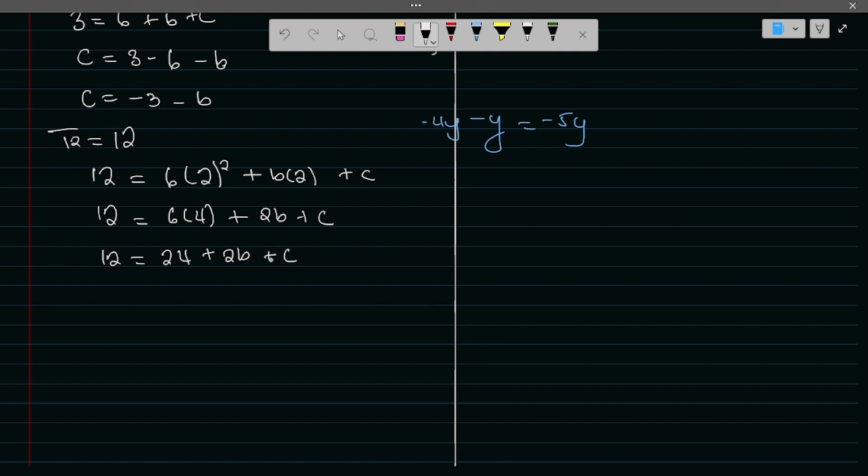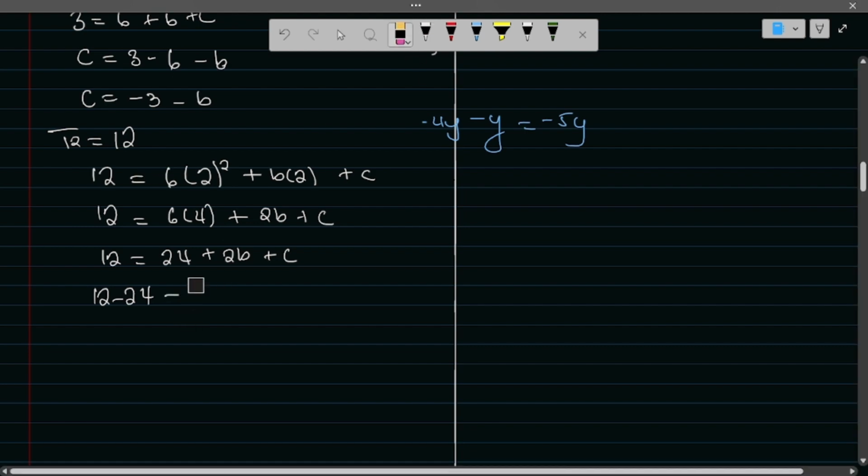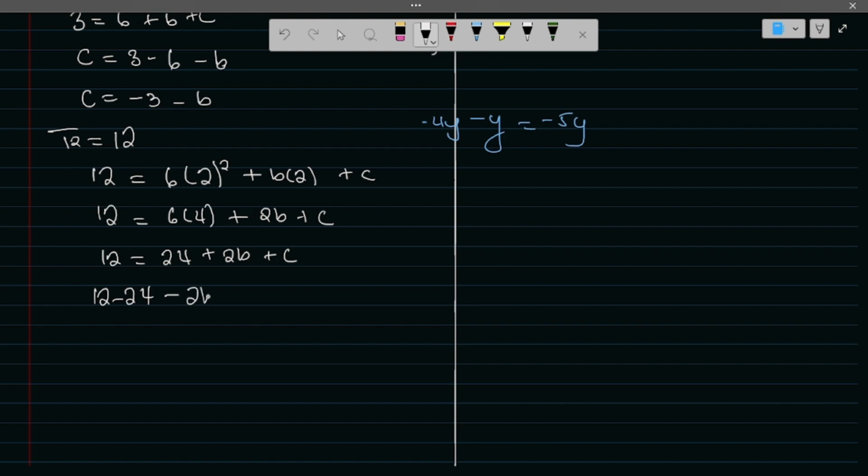So also in this case, you're going to make c the subject of the formula, guys. So our answer is going to be 12 minus 24 minus 2b equals c. 12 minus 24 is minus 12, so minus 12 minus 2b equals c, right? So basically we have two equations.